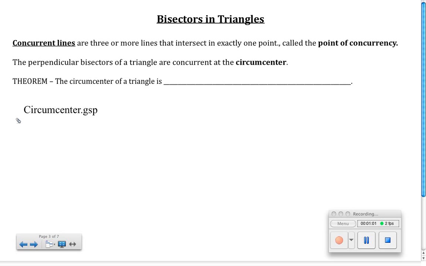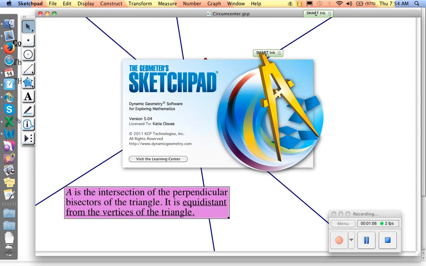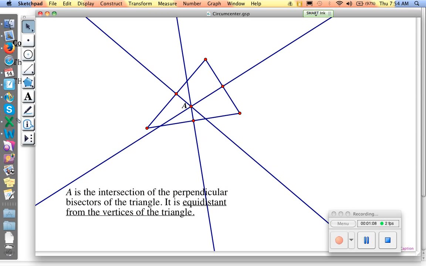So let's take a look at a circumcenter of a triangle. Okay, so in this diagram, what I've created is the perpendicular bisectors of the sides of a triangle. Notice that they're all intersecting at this point A. Now, right now, this is just triangle Joe Schmo. Notice where the circumcenter is. Notice that it's inside of the triangle. I think it's always going to be inside of the triangle. Let's take a look.